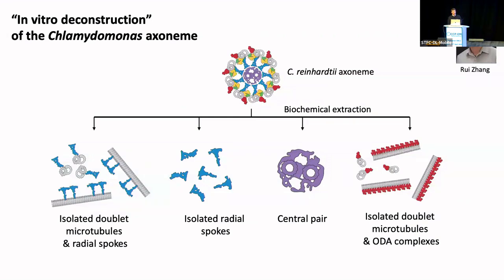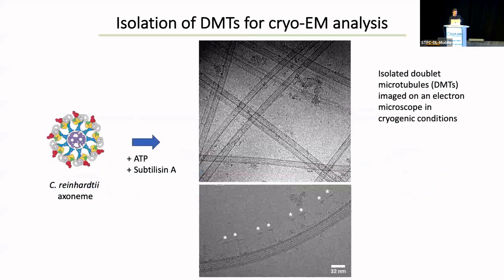Now, to get a high resolution structure, we realized we needed to take an alternative approach to tomography. And so we decided to break the axoneme apart into more imageable complexes. And a lot of this work was done with my close collaborator, Ray Zhang at Washington University in St. Louis. So we decided to break the axoneme apart into subcomplexes. And one of the first complexes we focused on was the doublet microtubules, which is really a defining feature of the axoneme. So we took our purified axonemes, we added ATP to stimulate the activity of the dyneins. We added a protease just to break some of the protein links.